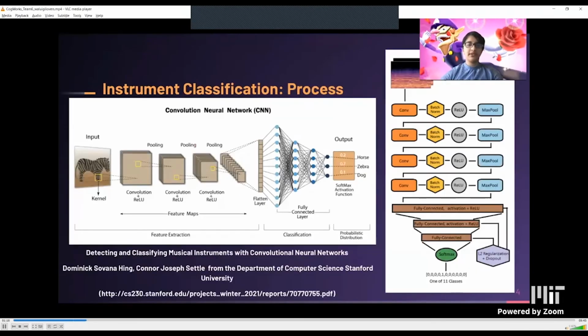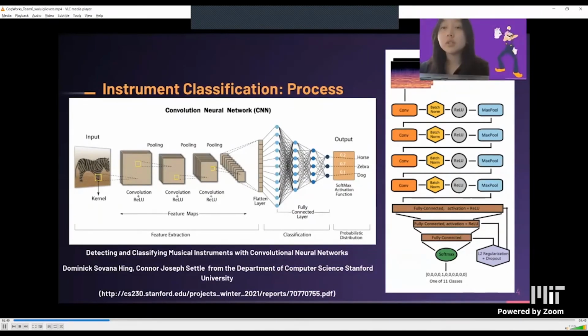We took inspiration from previous research done in classifying instrument sound with the Hermas dataset by Dominic King and Connor Settle from the Stanford University Department of Computer Science. Though our convolutional neural network structure was similar to theirs, we utilized the Python mygrad library introduced to us by CogWorks, as well as other processing insights from the program for this project.